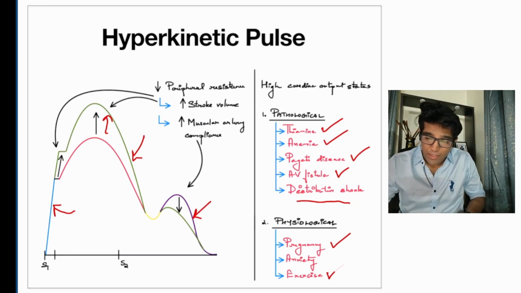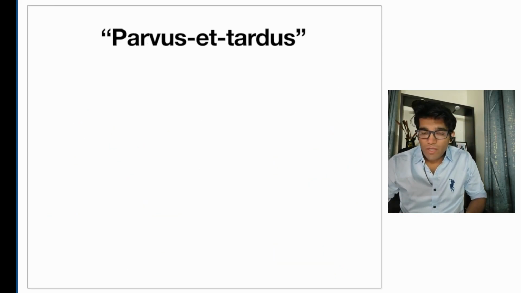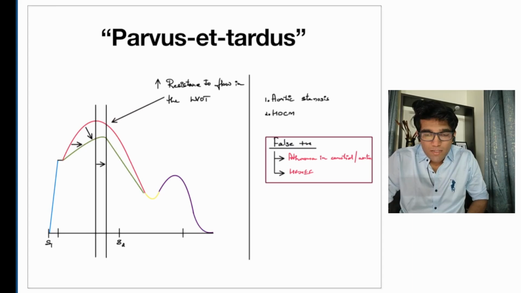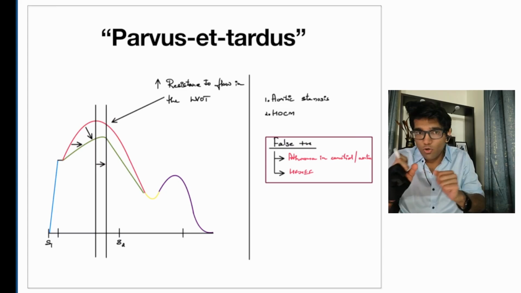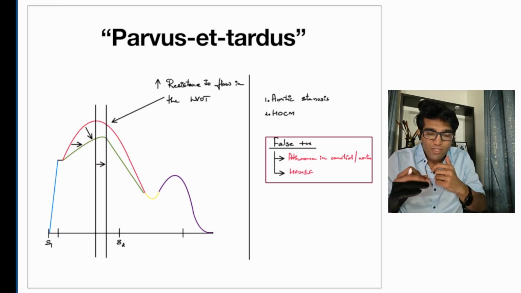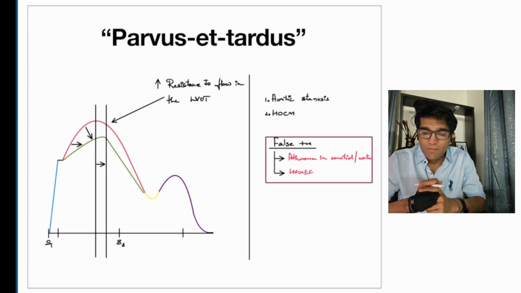Okay, fine. Now we come to the next pulse, that is the pulsus parvus et tardus. Now in Latin this means, parvus means small and tardus means slow. Okay, so what is causing the pulse to become small and slow, and what part of our waveform is actually becoming small and slow?